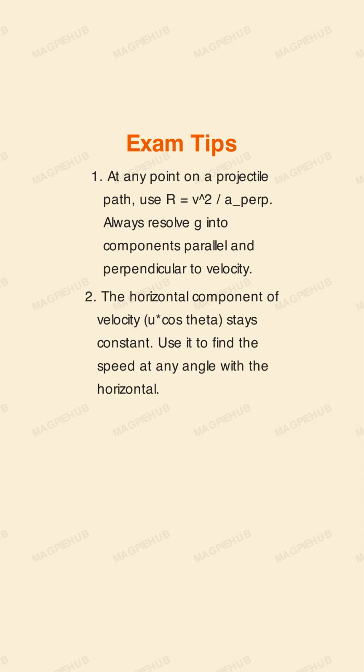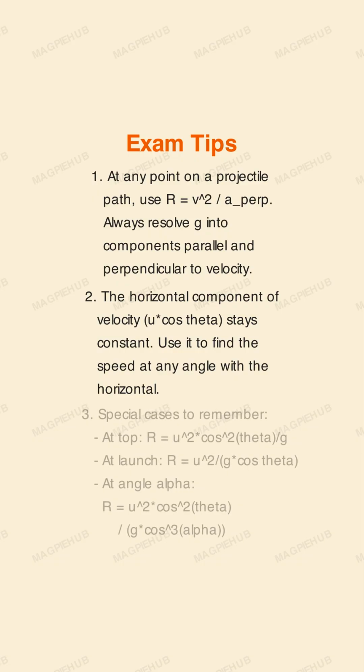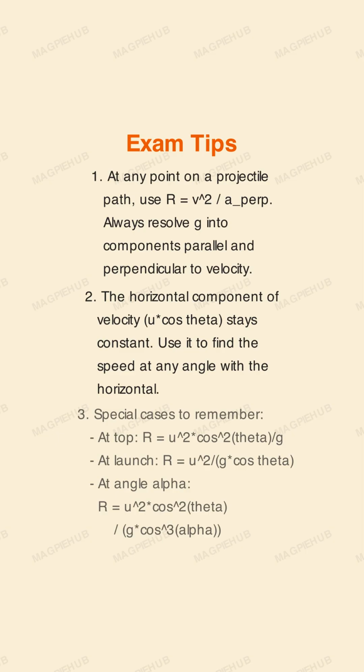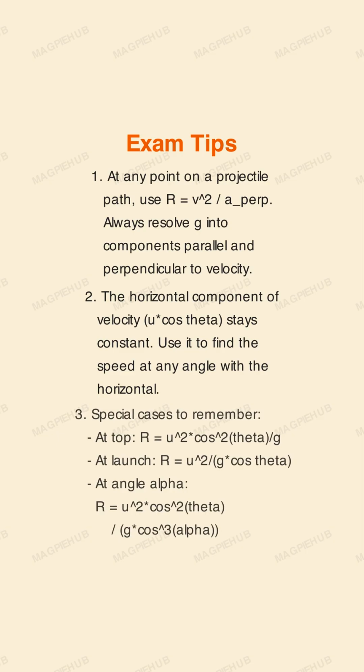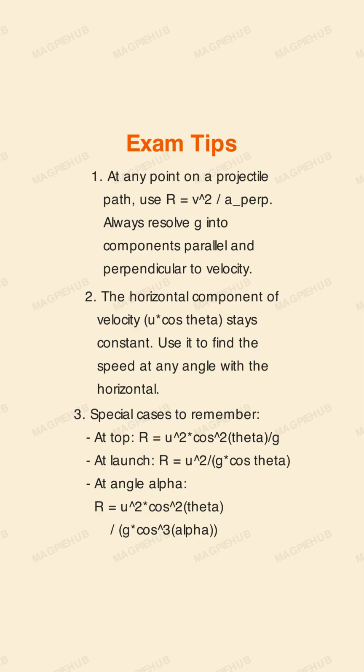Third, remember the special cases. At the highest point, radius r is u squared cos squared theta over g. At the launch point, r is u squared over g cos theta. And at any angle alpha, r equals u squared cos squared theta over g cos cubed alpha. This is the general formula.